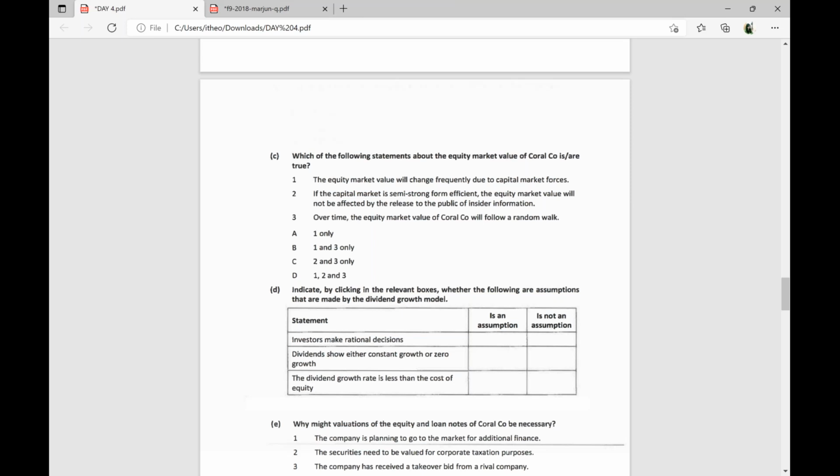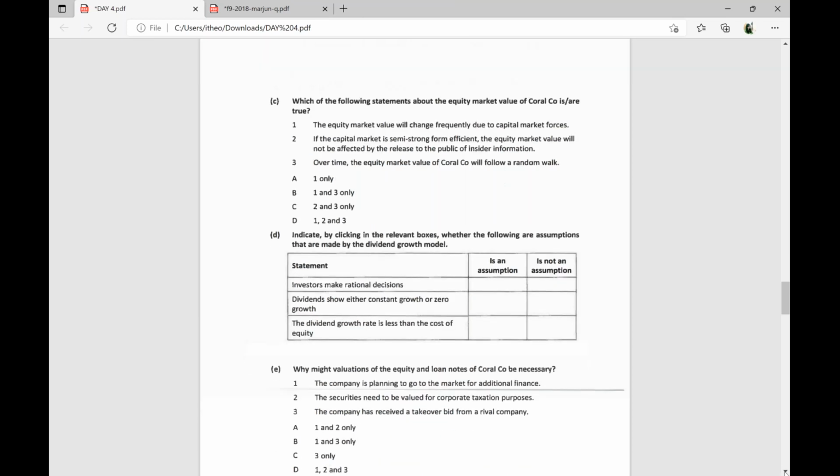Which of the following statements about the equity market value of Coral Company are true? The equity market value will change frequently due to capital market forces.